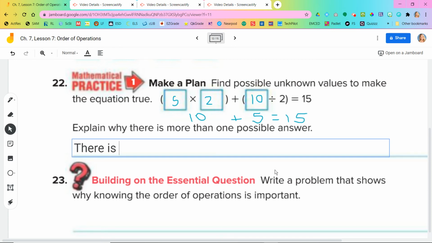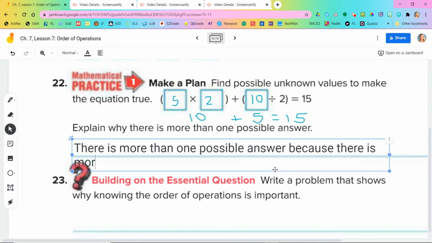We're going to say there is more than one possible answer because there is more than one way to find a sum of 15. I can add 10 plus 5, or I could flop it and do 5 plus 10, or I could say 9 plus 6. There are so many different, 8 plus 7, so many different combinations to find that sum of 15, and that is why there is more than one possible answer to this problem.